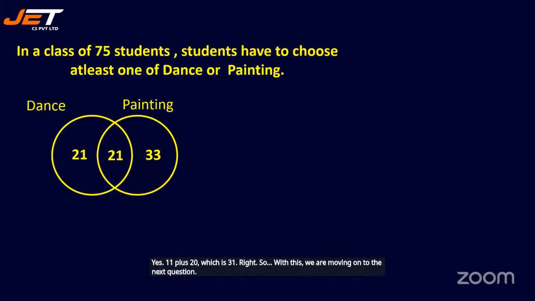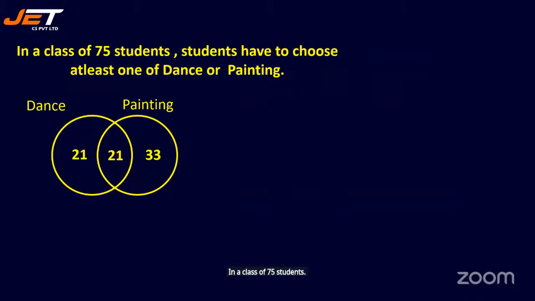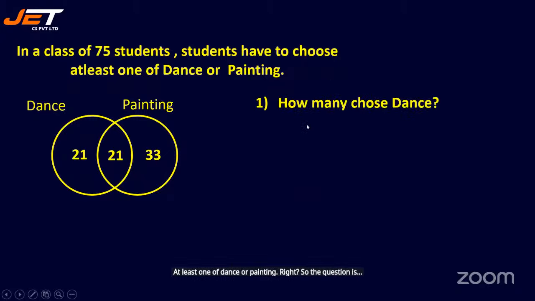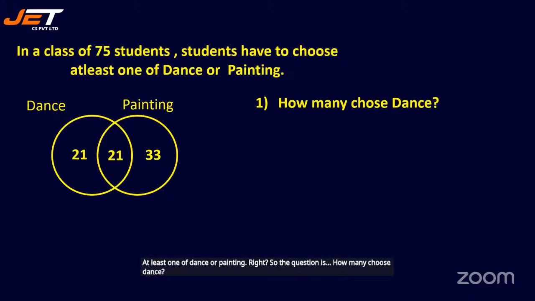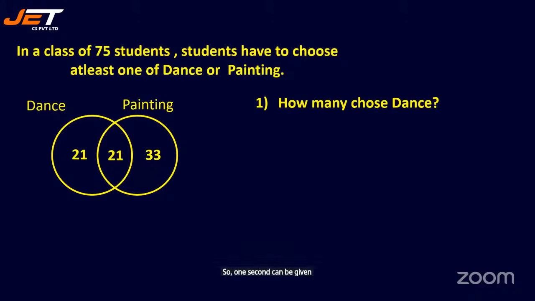In a class of 75 students, students have to choose at least one of dance or painting. Right. So the question is, how many choose dance? One second can be given to you, not more than that. Quickly find out the answer before that. How many choose dance? I'm sure you have got the answer by now.